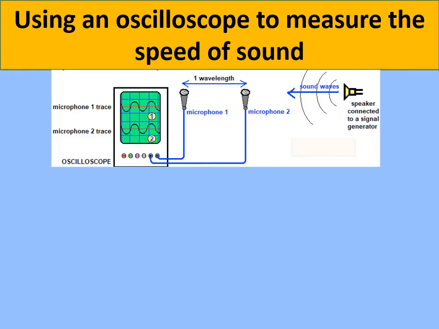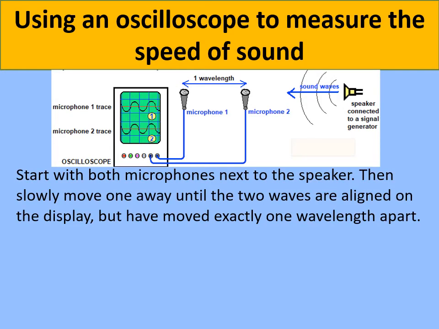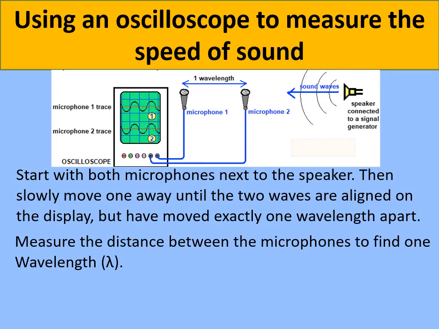So there's our setup, and what we've got to do now is slowly start to move one microphone. In this diagram it's microphone 2. Move it slowly away from the other one, microphone 1, and when the two microphones are first exactly one wavelength apart, you'll see that the two signal traces on the oscilloscope are exactly aligned or synchronized. So there you can see microphone trace 1 and microphone trace 2 exactly aligned or synchronized.